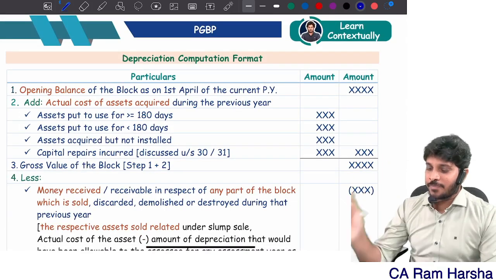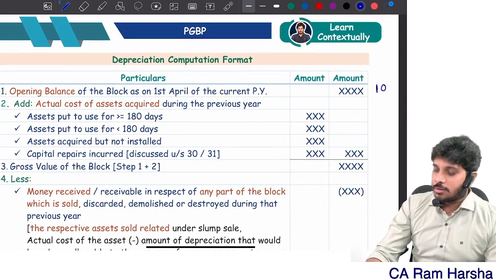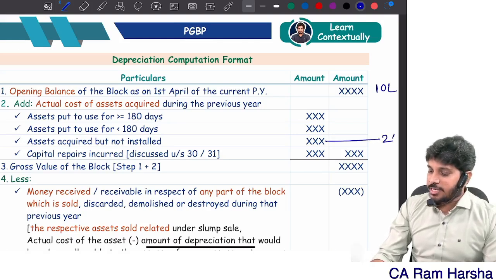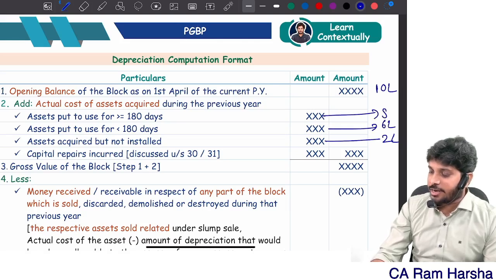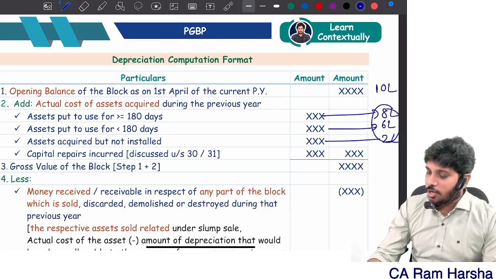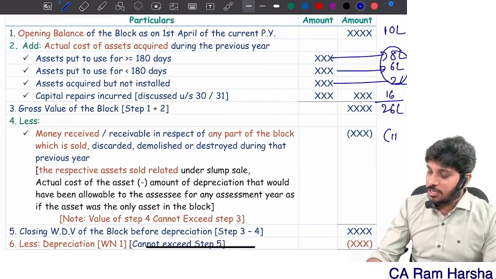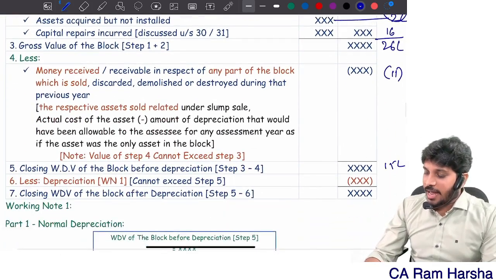It's so easy. Opening value how much? 10 lakh. Assets acquired not installed, 2 lakh. Assets acquired and used for less than 180 days, 6 lakh. Assets acquired and used for more than 180 days, this one. Total additions 8 plus 2, 10, 16. Total is 26 lakh. Correct? Until now everybody computed rightly. Minus sale value, so what is the value?